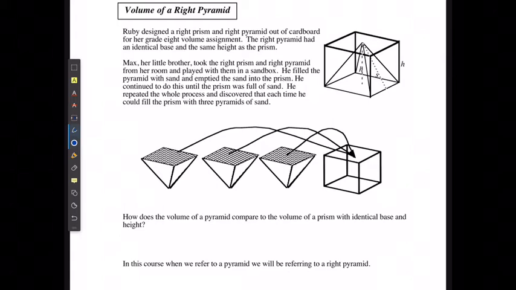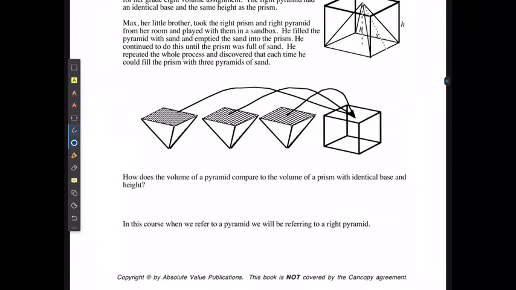So, how does the volume of a pyramid compare to the volume of a prism with the identical base? The volume of a pyramid is equal to exactly 1/3 the volume of a prism.